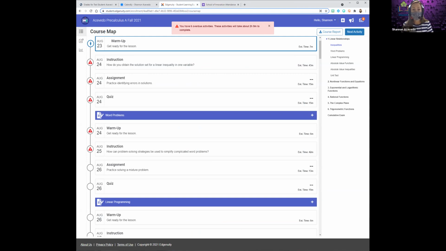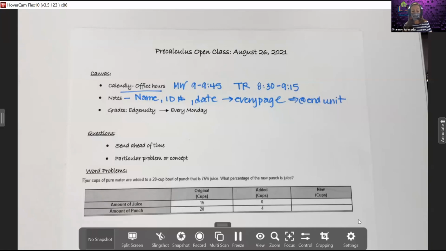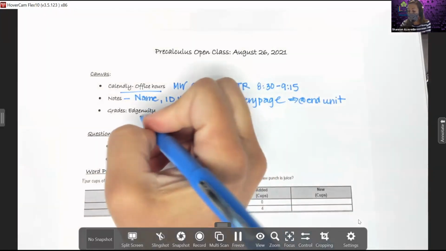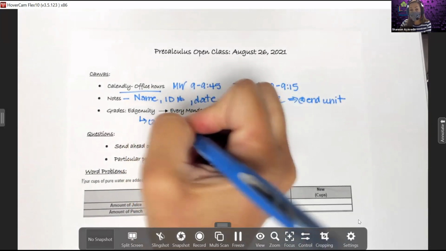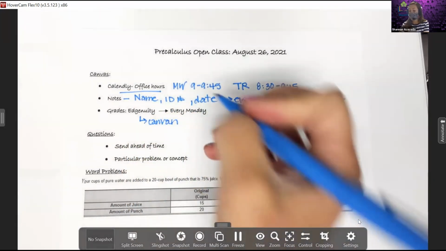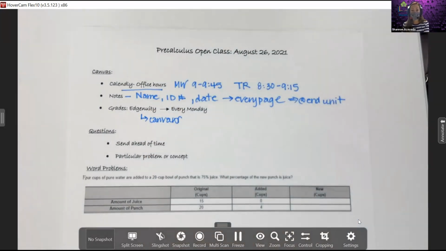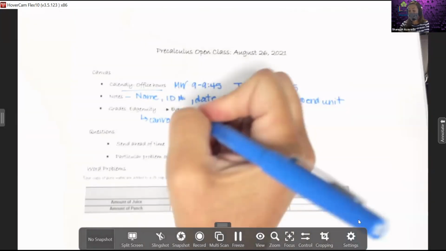And let me go back to my list. Annuity grades. When I do my grades, they're going to be in Canvas only. There is a grade specific for Annuity, and I will put it in every Monday.